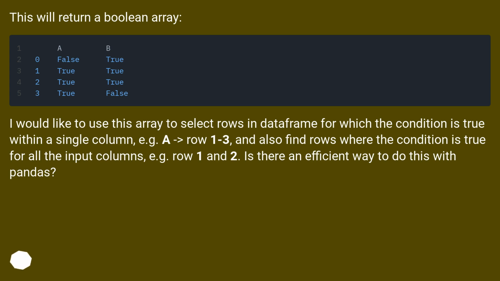I would like to use this array to select rows in dataframe for which the condition is true within a single column, for example A, row 1 to 3, and also find rows where the condition is true for all the input columns, for example row 1 and 2. Is there an efficient way to do this with Pandas?